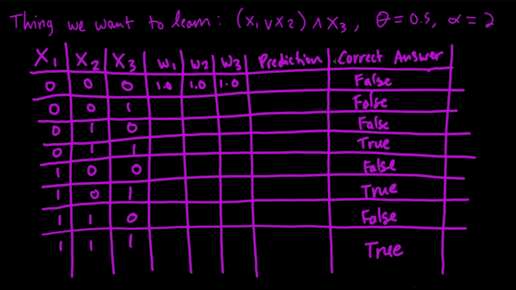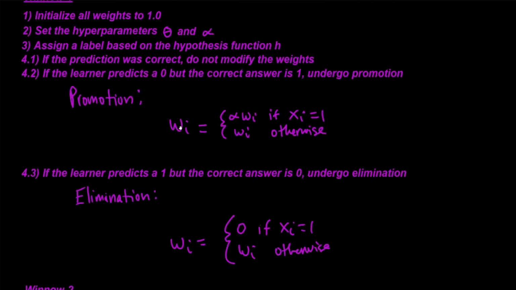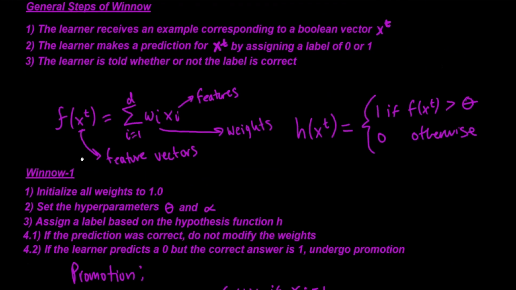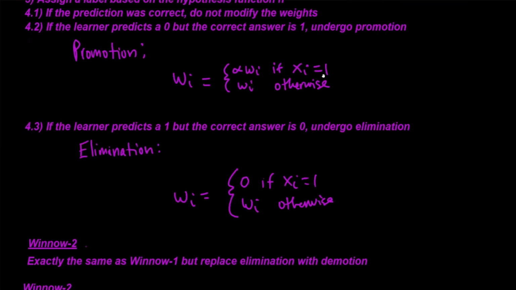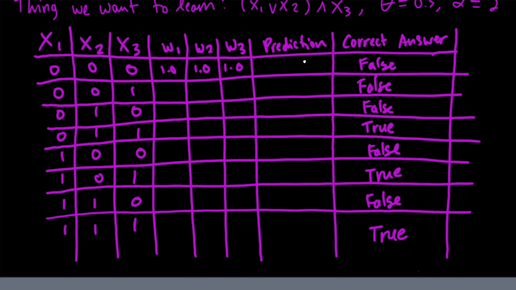We've already got the weights set and we've already got the hyperparameters set. So we're going to start on step 3, which is to assign a label to the Boolean vector. So let's recall how we do this. So we've got the Boolean vector 0, 0, 0, and we have our weights. So we need to go ahead and evaluate f. And remember, f is this function right here, where we are going to take the product of all the weight feature pairs and then sum them all up. And then if it's greater than theta, assign 1. And if it's less than or equal to theta, we assign 0. So let's go ahead and go through that process.